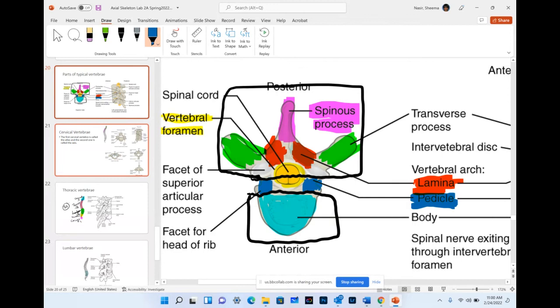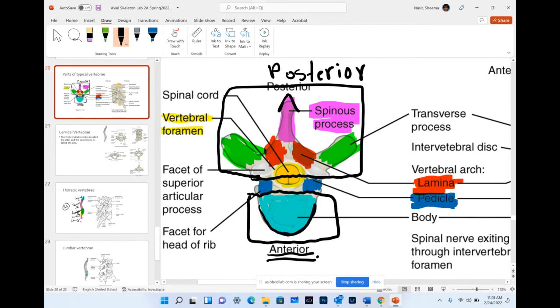Okay, now what is the anterior and what is the posterior? Remember, your spine is in the back. So this is your posterior because of the spine. And this is your anterior because of the smooth body.